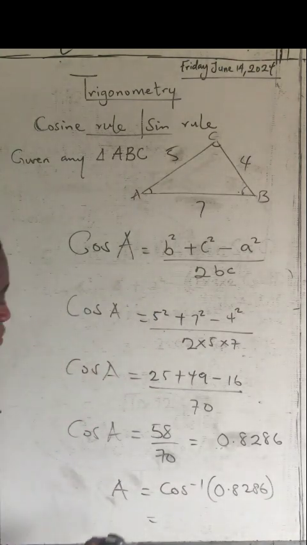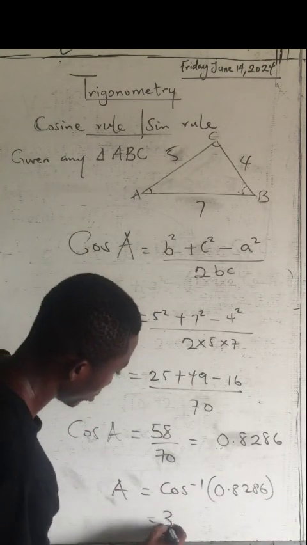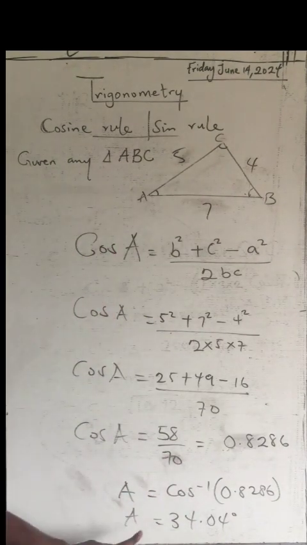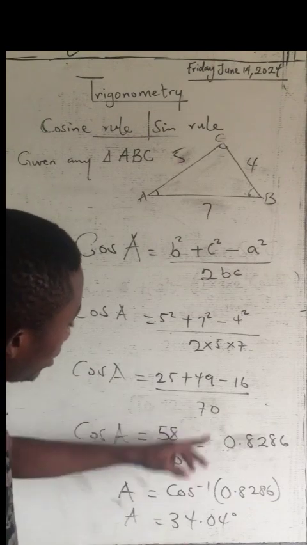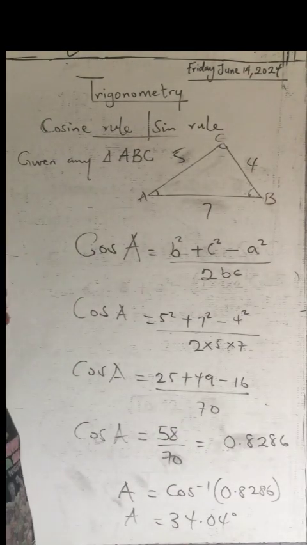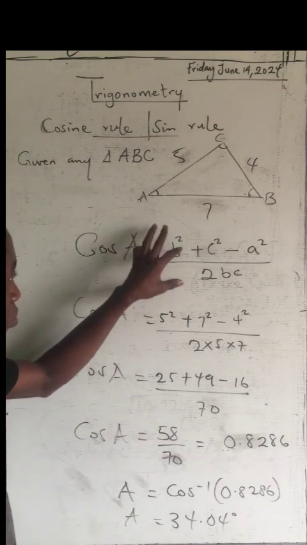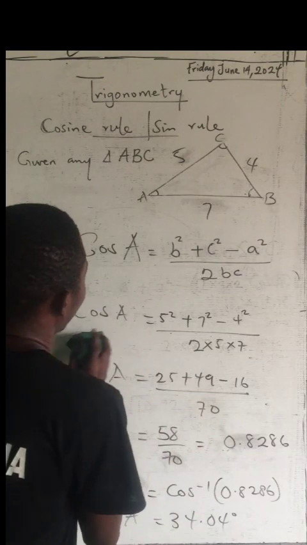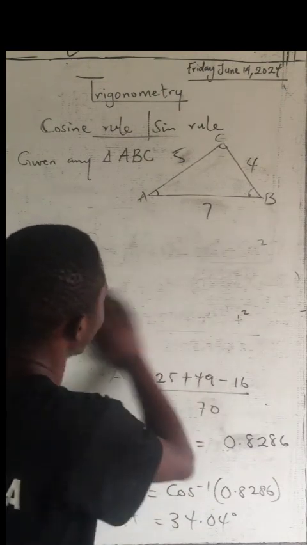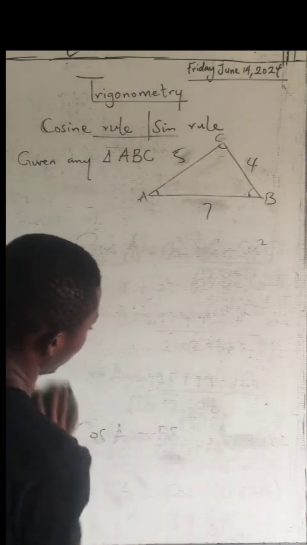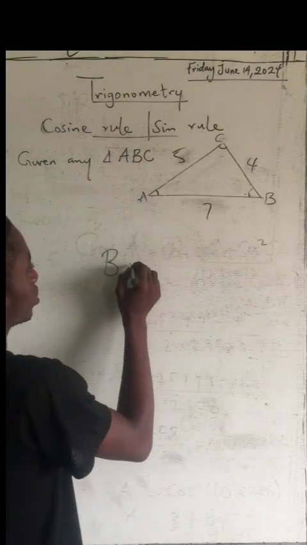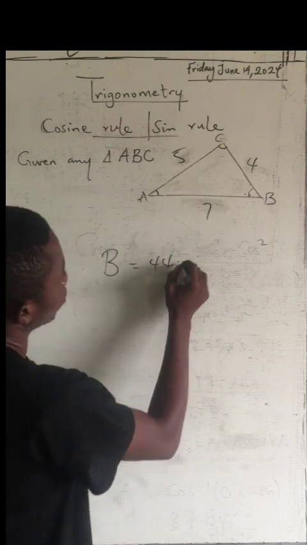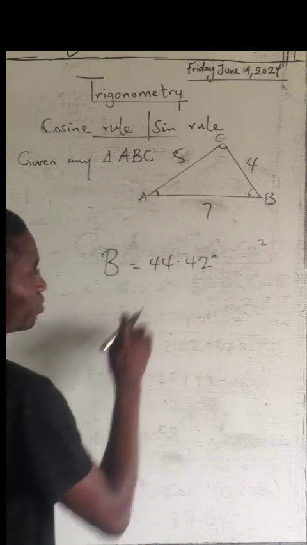And that should give me 34. Okay, so since our answer for angle A here is 34.04, I'm just going to go ahead and use the same procedure to find angle B. And if you do your calculation well, you're going to get something like this, 44.24 degrees.